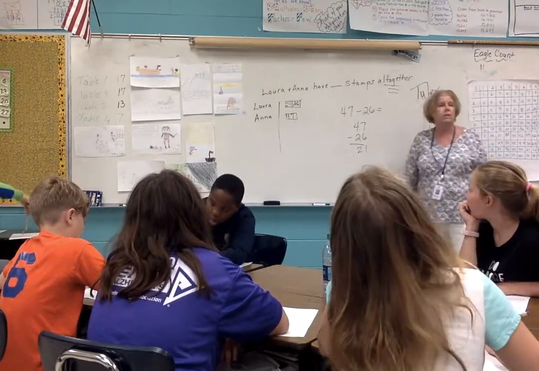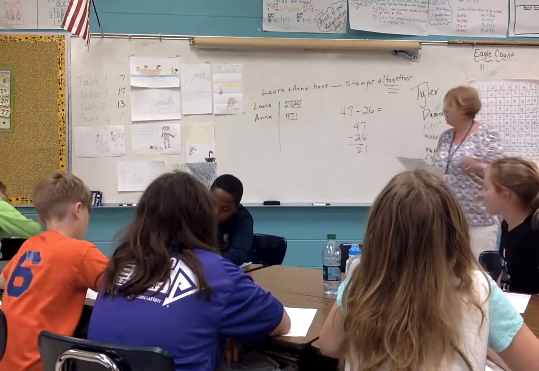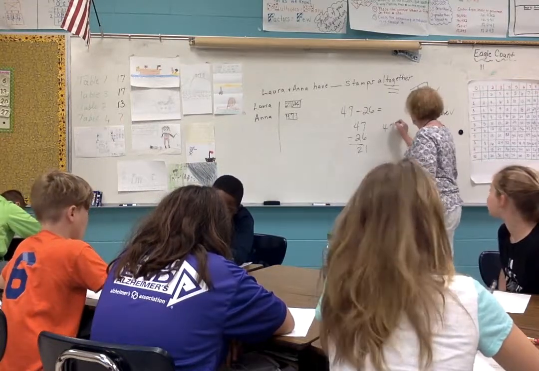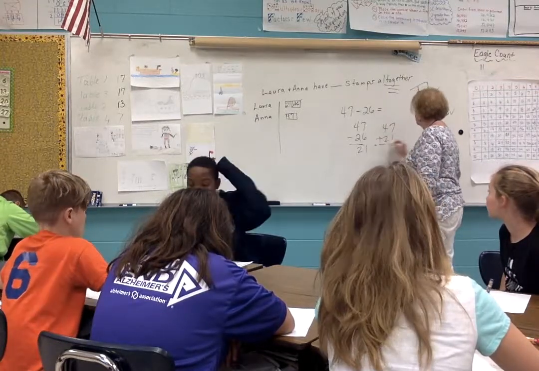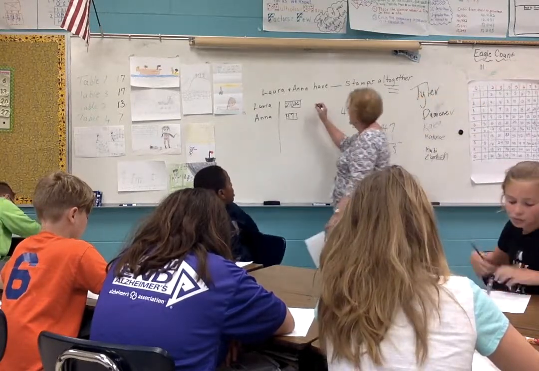Step 1, what am I going to do? Step 2, add up 47 plus 21. I'm going to take that over here. I'm going to do 47, and I'm going to add it over to the side, and I get what? 68. So where does that go?